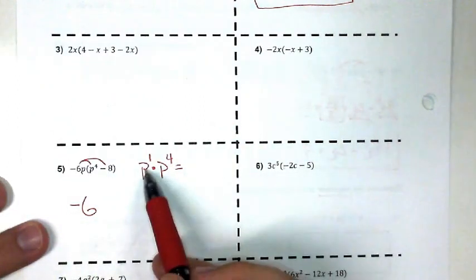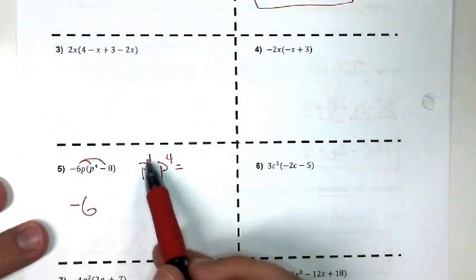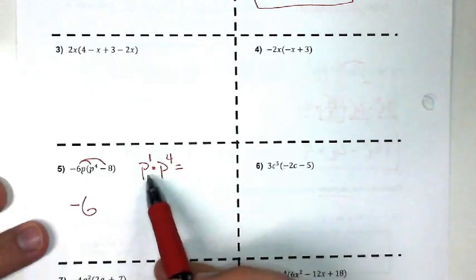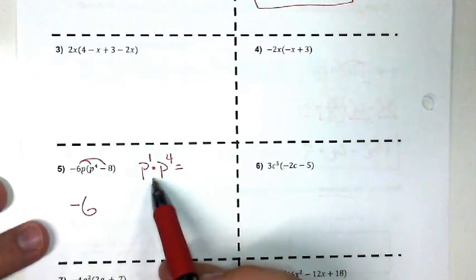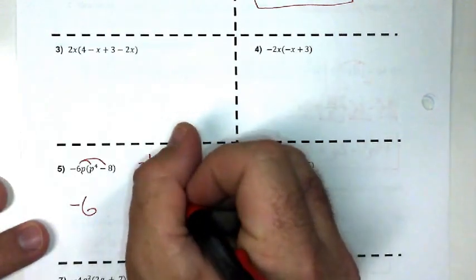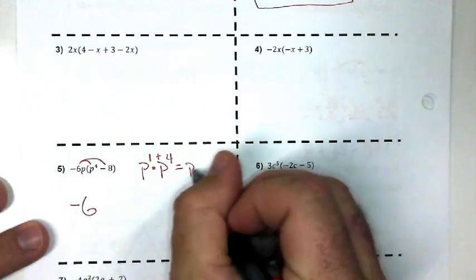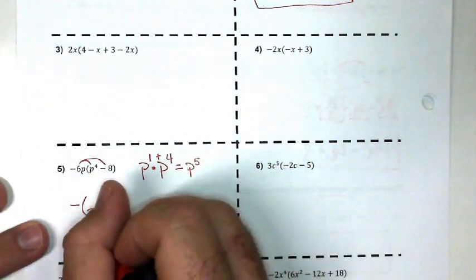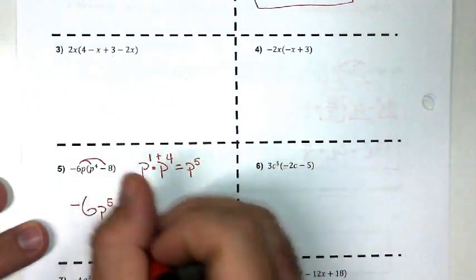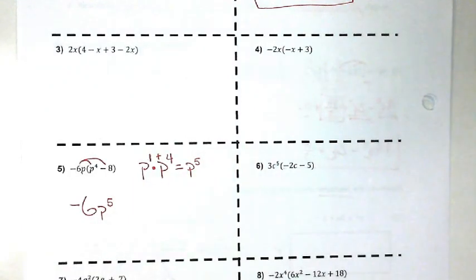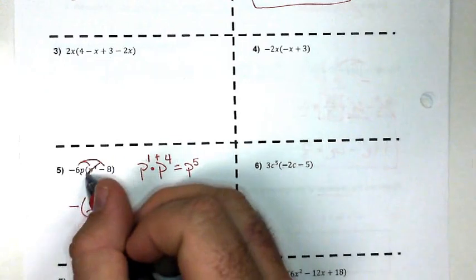Okay? So if I look at this, I have p to the power of 1 times p to the power of 4. Multiplying variables of the same letter, what do you do to the exponents? Add them. So I should get p to the power of 5. 4 plus 1 is 5. Okay? I'm done with that first term in the parentheses.